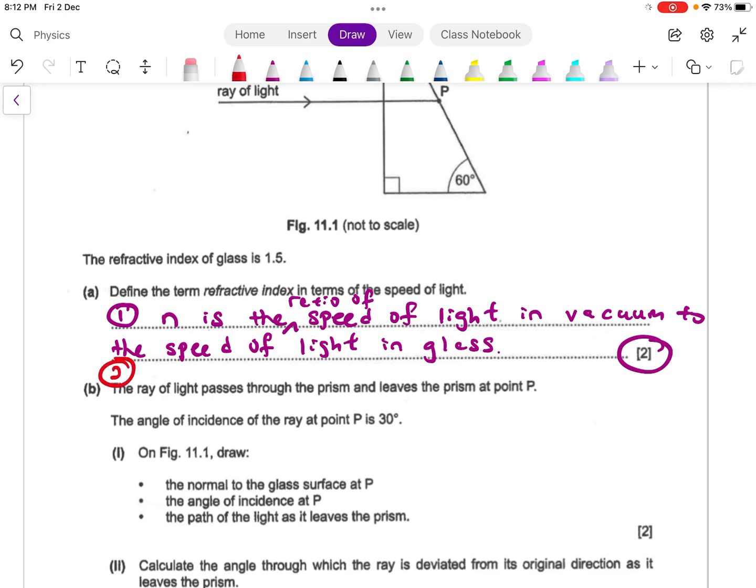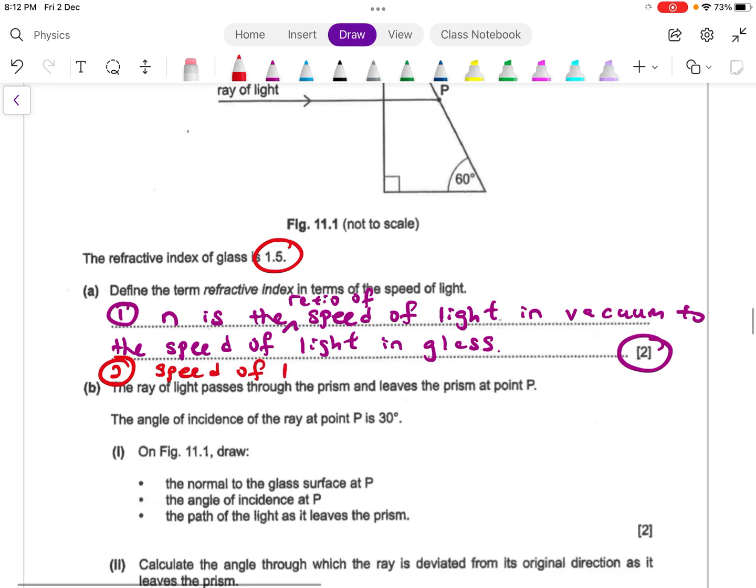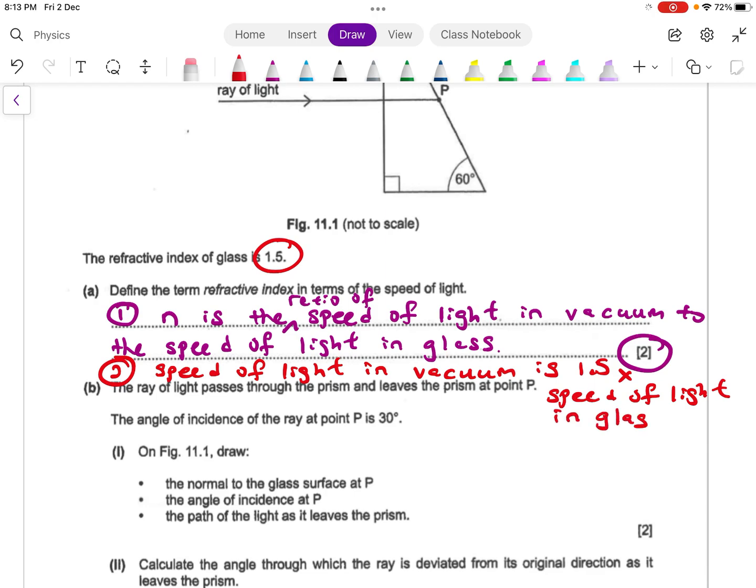Okay, second mark, since we are given the refractive index of 1.5, you just have to say that the speed of light in vacuum is 1.5 times the speed of light in glass. So that is the very first part.